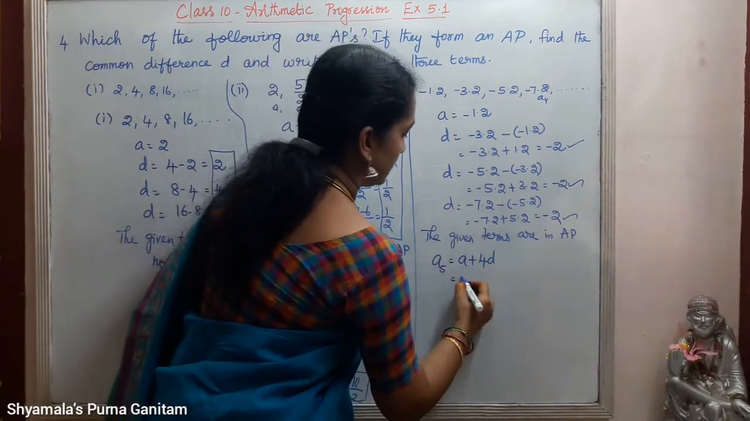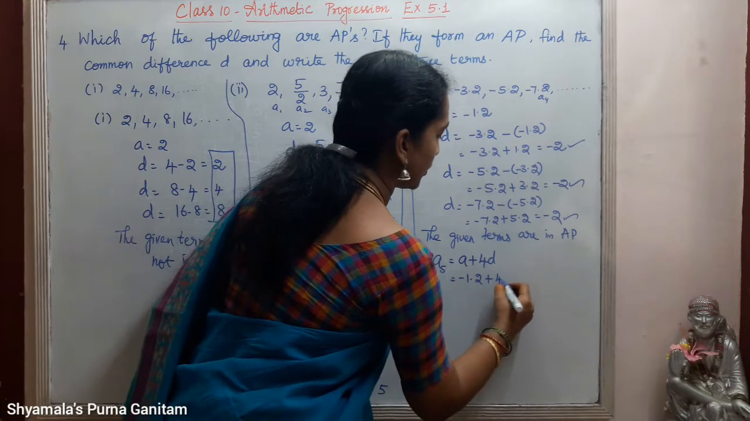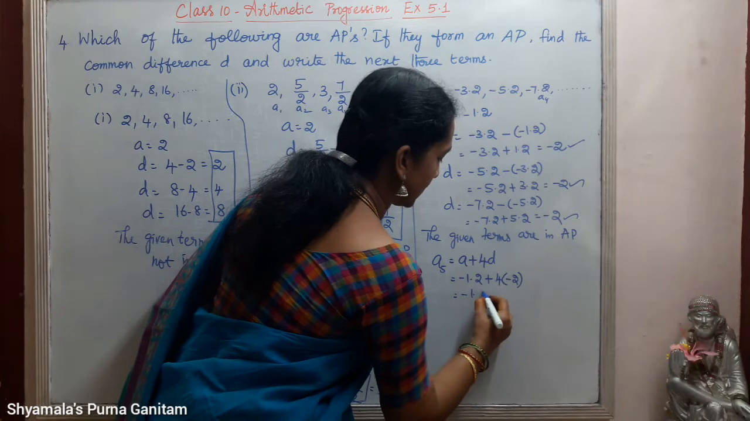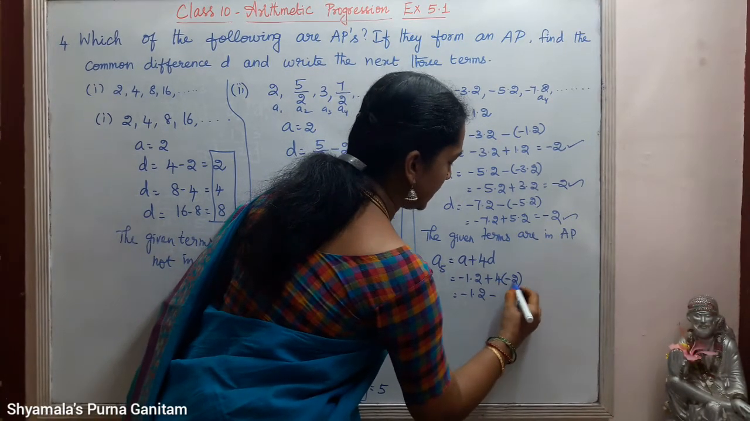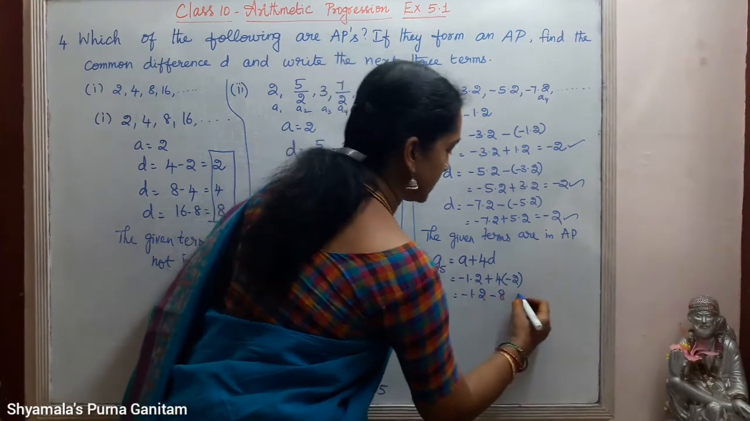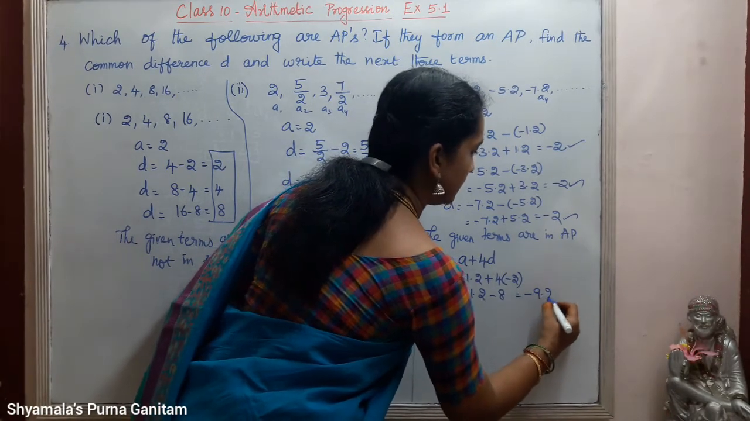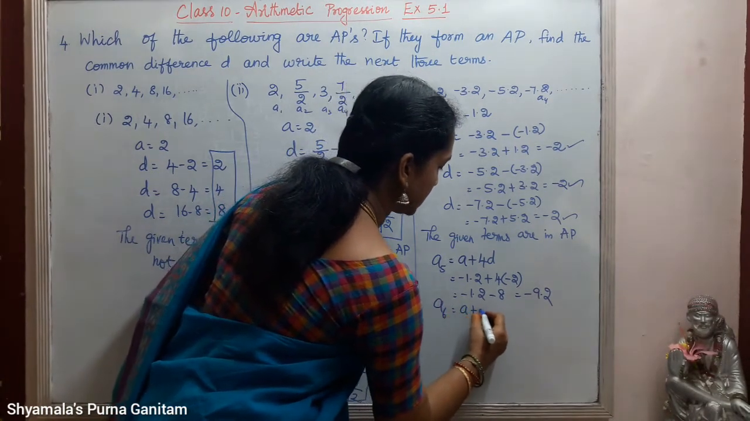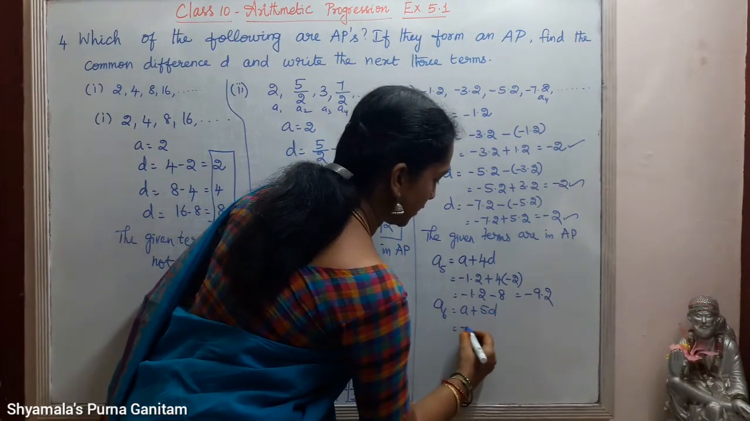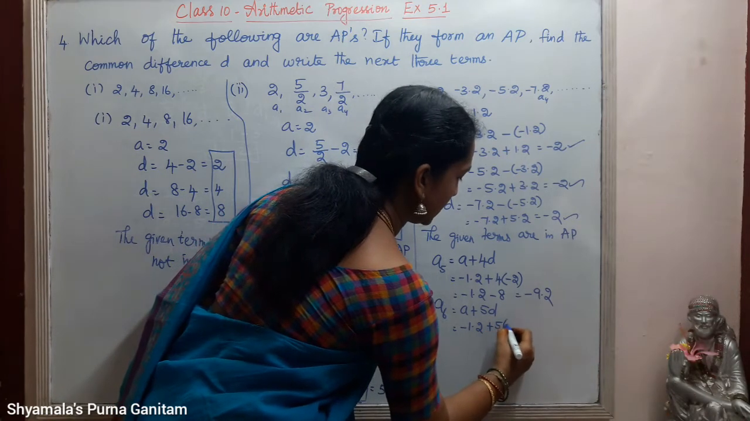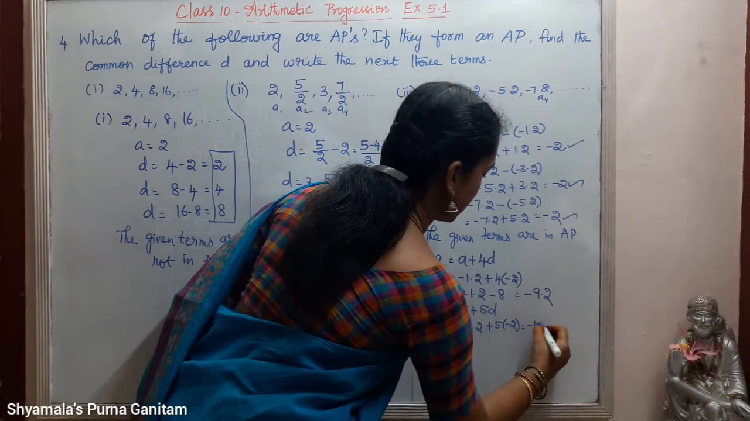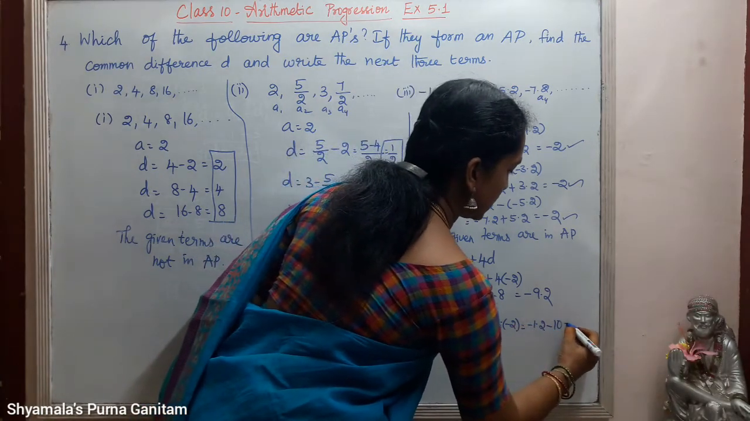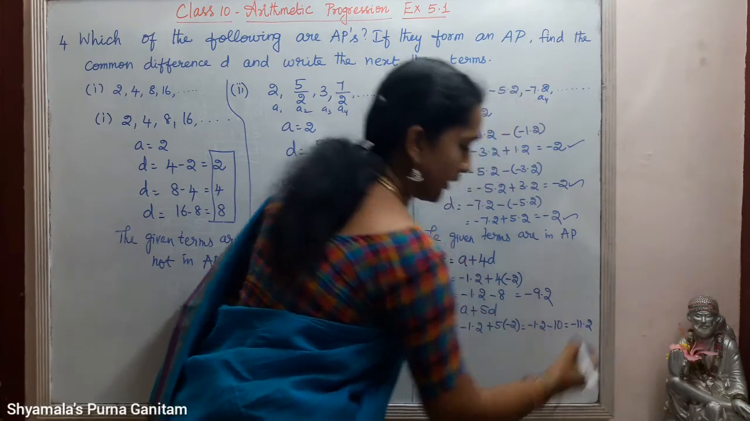So A is minus 1.2 plus 4 into the difference we got, minus 2. When we simplify this, minus 1.2 minus 8, we will get minus 9.2. Then A6 is A plus 5D. So that is equal to minus 1.2 plus 5 into minus 2. So that is equal to minus 1.2 minus 10. 5 twos are 10. So minus 1.2 minus 10 is minus 11.2.